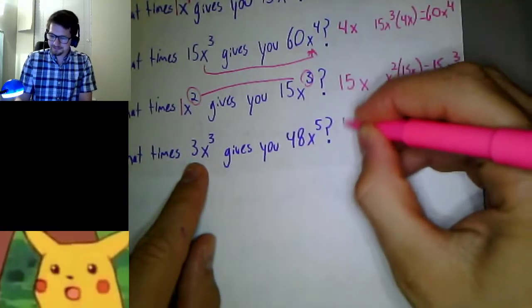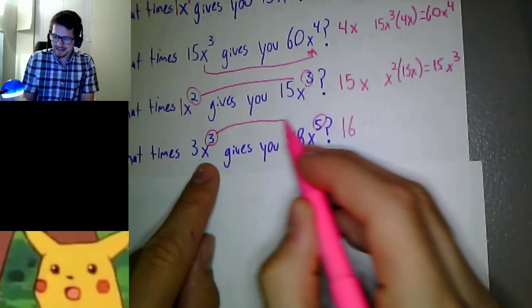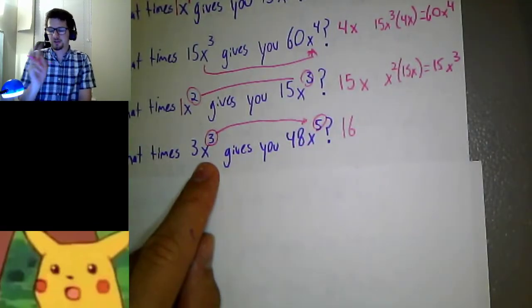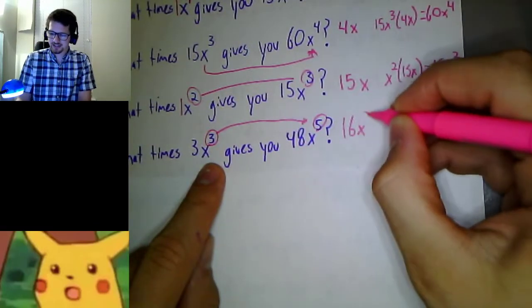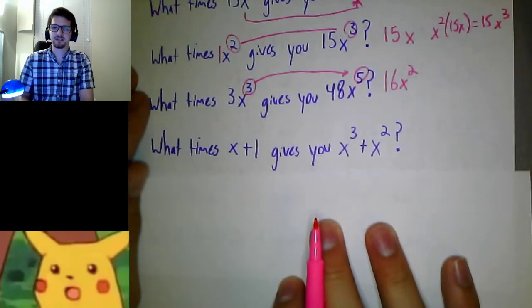So I have 16. X cubed to x to the fifth. How many x's do I need to add here? I need 2, 3 to 5. So I'm going to do 16x squared. All right, I'm not going to check it.